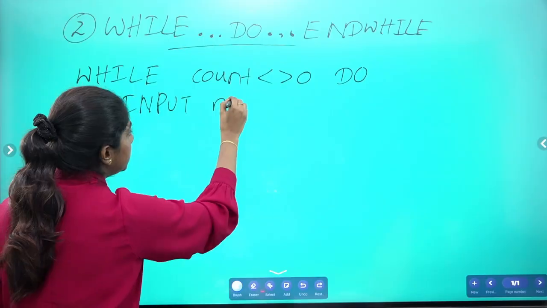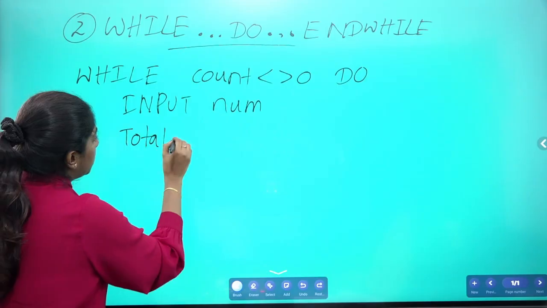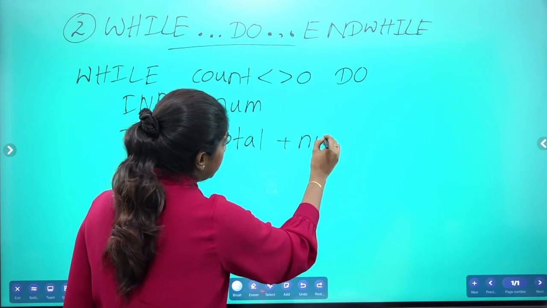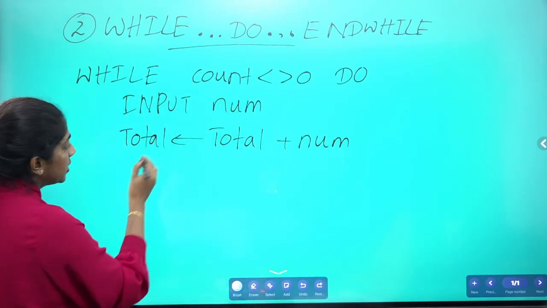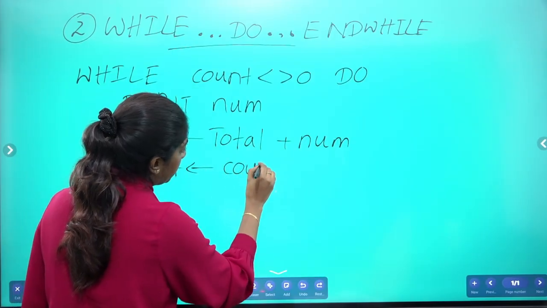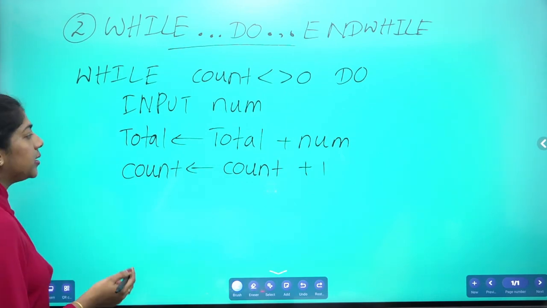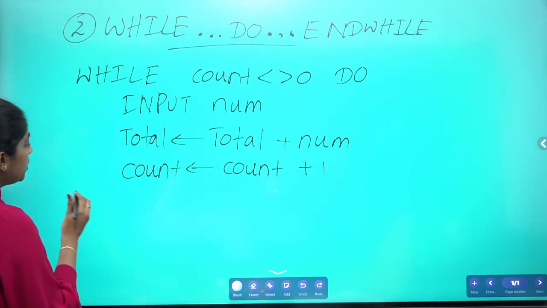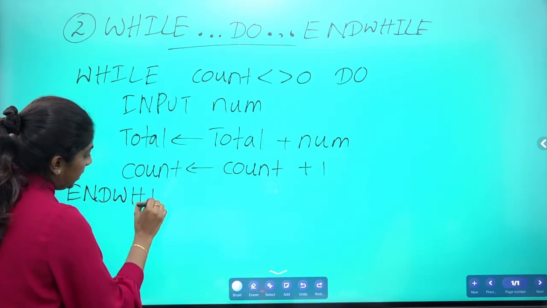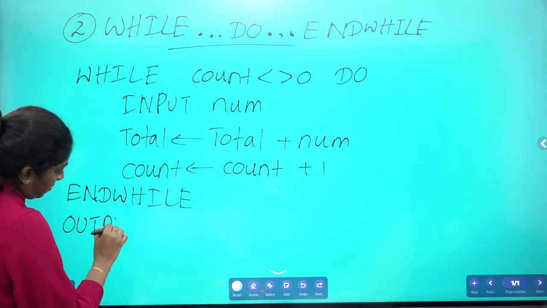Input number, total equals total plus number, and count equals count plus 1. And after performing these instructions, we can end the loop. End while, and we can output our total.